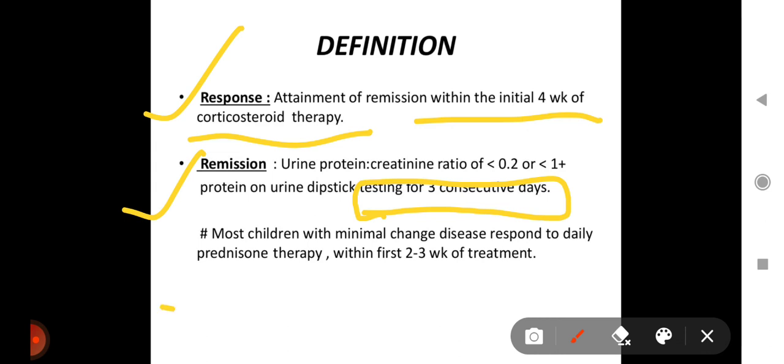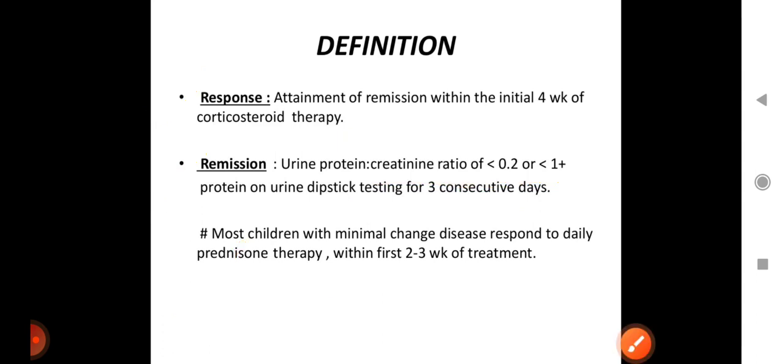Most children with minimal change disease respond to daily prednisolone therapy within the first 2 to 3 weeks of treatment. So it takes time. It's not that you have just started the therapy and it works immediately. A few may respond even earlier, but usually you have to wait for the first 2 to 3 weeks for remission.